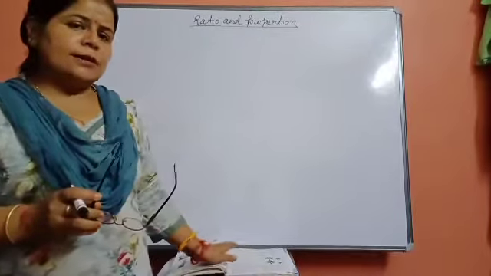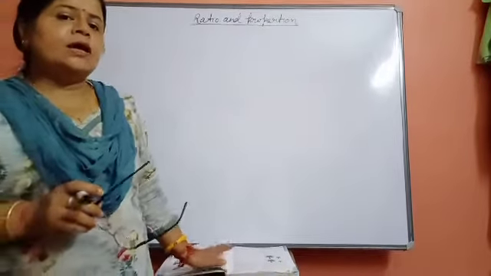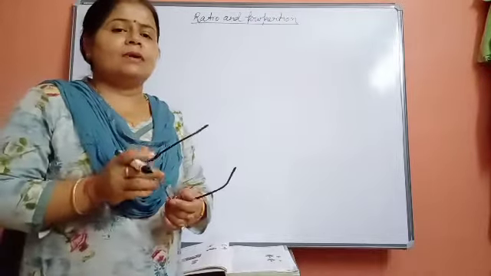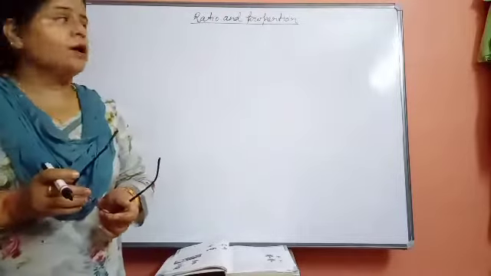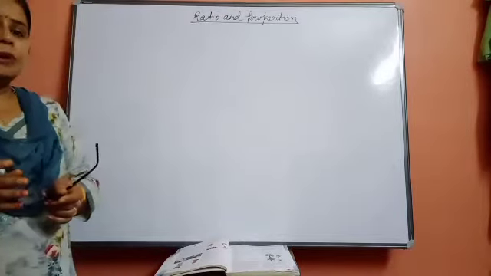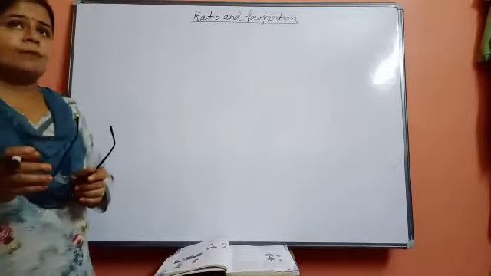Before the exam we were doing the chapter on factorization of algebraic expressions. Okay, till chapter number 7 we have completed. Now today onwards we are going to start chapter number 8, that is ratio and proportion. And why are we using this chapter?